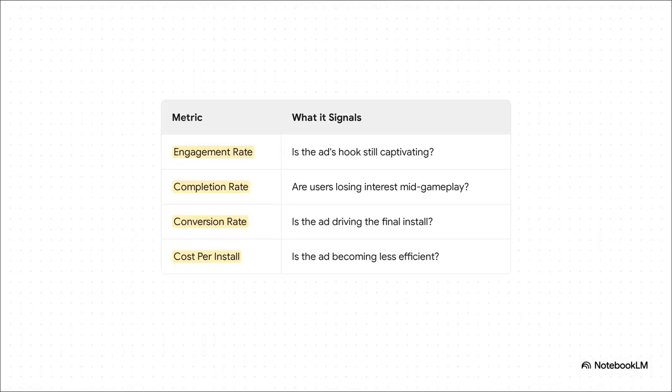By keeping a close eye on these key metrics, you can spot something called ad fatigue before it completely torches your budget. That's when your audience has seen your ads so many times, it just stops working. Is your engagement rate dropping? That probably means your hook isn't landing anymore. Completion rate falling off a cliff? You're losing people mid-demo. And if your conversion rate dips or your cost per install starts creeping up, that's your alarm bell. It's time to iterate.